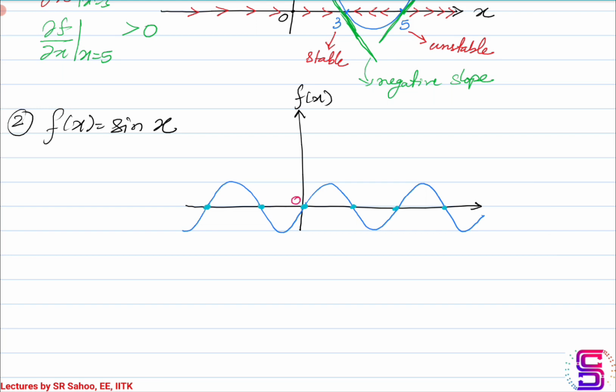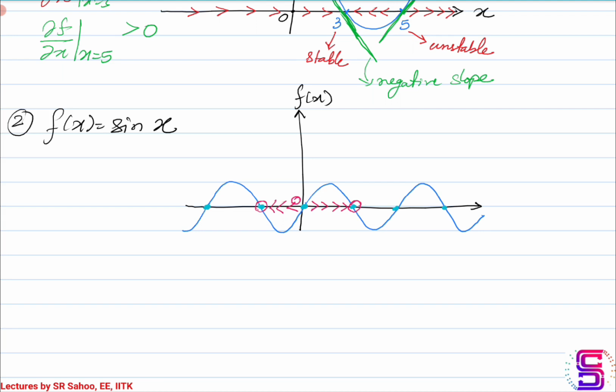Now, for points towards the left of 0 but to the right of this particular point, how do you think the vectors are going to look like? Sin x is negative, so the vectors are going to point in this direction. For the points towards the right of 0 but to the left of this point, the vectors are going to be pointing away from the origin but towards that point.